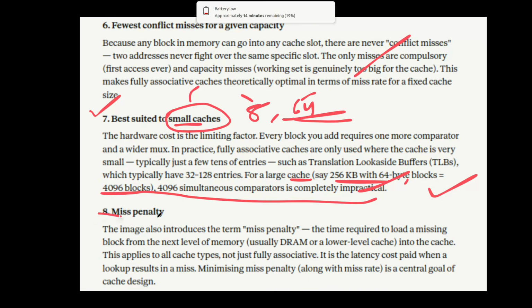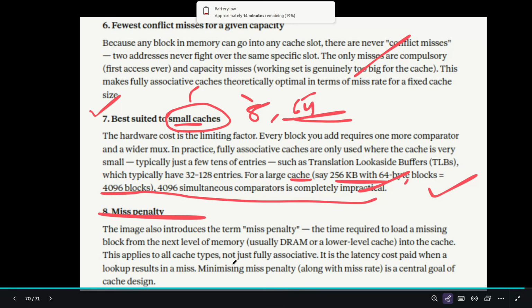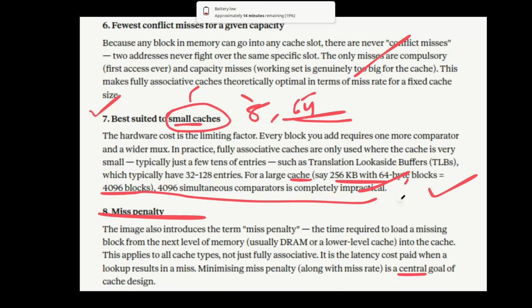Now let's understand what we mean by the term miss penalty. This is the time required to load a missing block from the next level of the memory into the cache. This applies to all caches, not just fully associative cache. It is the latency cost paid when a lookup results in a miss. Minimizing miss penalty is the central goal of cache design. Miss penalty means the time required to load a missing block from the next level of the memory, that is from the DRAM or lower level cache, into the cache.